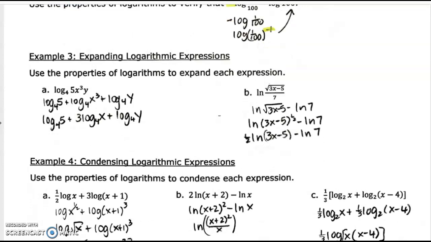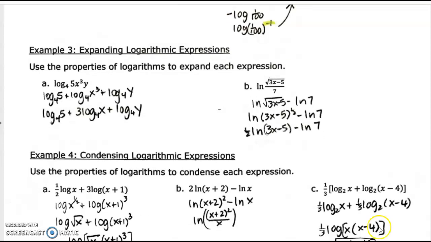So now in example 3, we're going to do the opposite. We're going to go the other way. We're going to expand logarithms. So we have a lot going on here. We have the log base 4 of 5x to the third y.